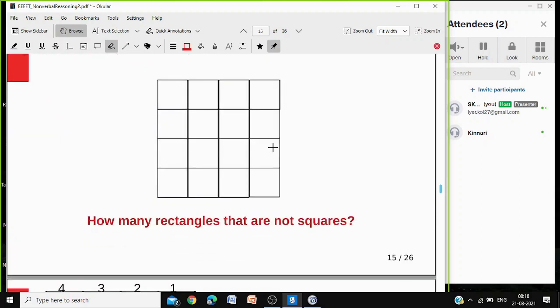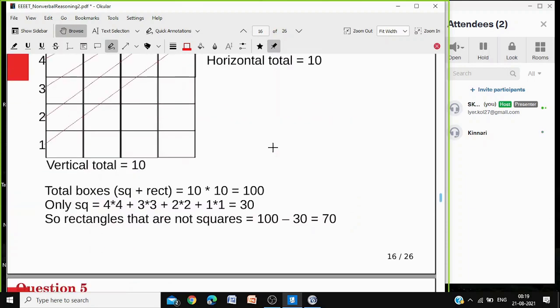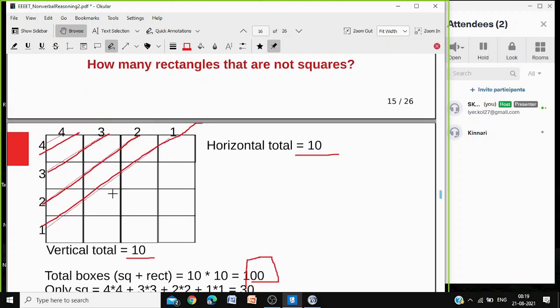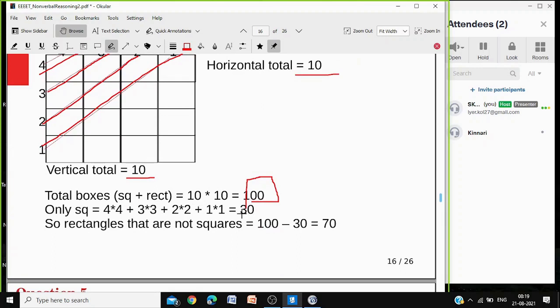Now how many rectangles are not squares? You want rectangles only which are not squares. So count the rectangles, count the squares and subtract. You know how to count the rectangles. 4 3 2 1 add, horizontal total 10, 4 3 2 1 vertical total 10, and when you multiply together you get 100. Now only squares. 4 into 4, 16, 3 into 3, 9, 2 into 2, 4, 1 into 1, 1. So you get 4 square plus 3 square plus 2 square plus 1 square, 30.